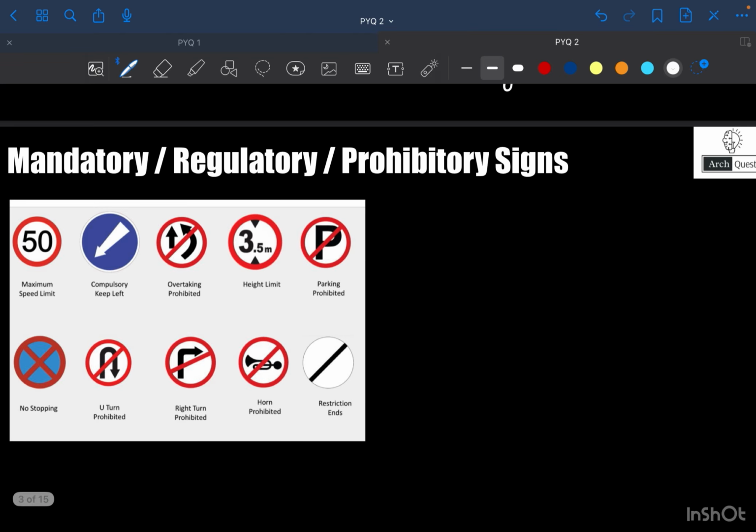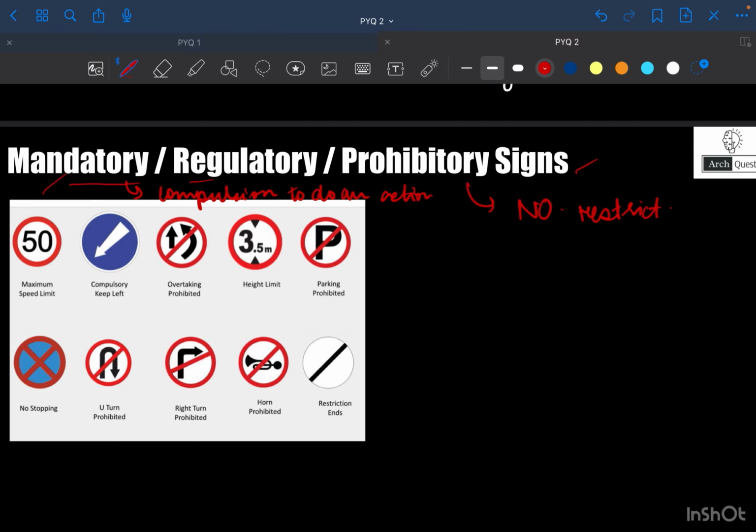Next is mandatory, regulatory, prohibitory. So prohibitory and mandatory, as I told you, are a subset of regulatory. Okay, so do not get confused. There is just one basic difference: when I say prohibitory, it means do not do it. No, it's restricting you from doing something. Whereas mandatory or regulatory, again, do not get confused. Mandatory, if I say, what does it mean? It's asking you to do something. Okay, compulsion to do an action, right? So the difference between mandatory and prohibitory, you understood?